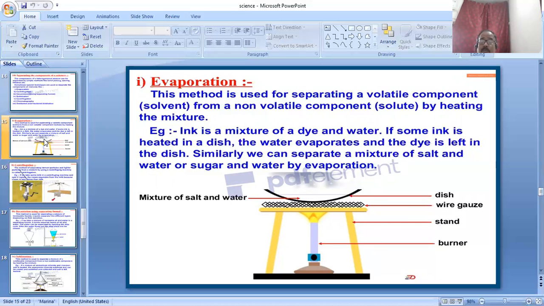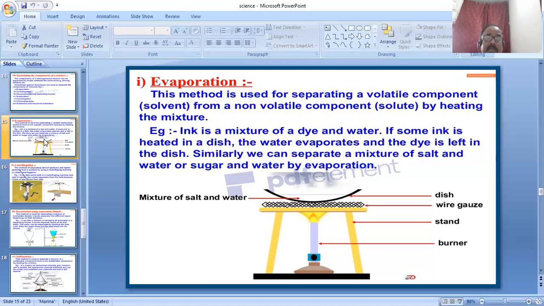Both sugar and water, or salt and water, can mix and make a solution. And this solution can be heated with the help of a burner or any other source of heat. So the water takes the heat and evaporates. So after that evaporation, only some crystals are present in the dish. So this process separates salt, sugar, or ink also. So this is the process of evaporation.